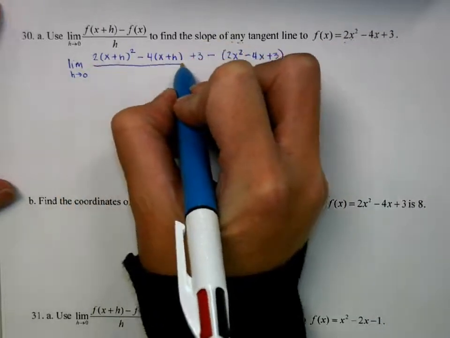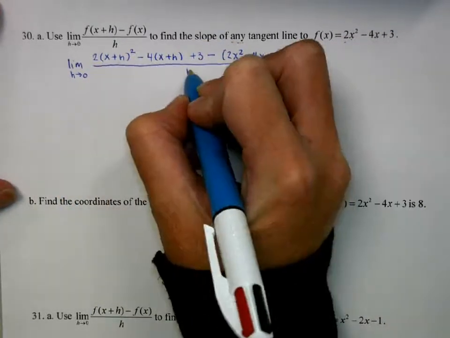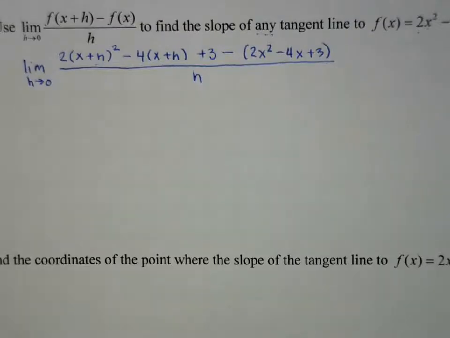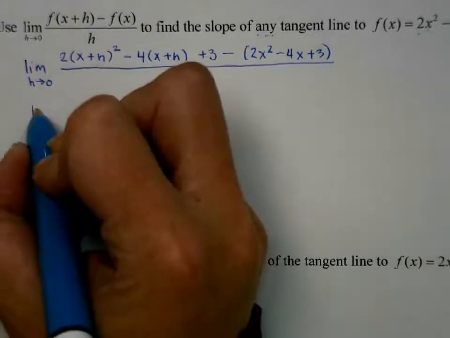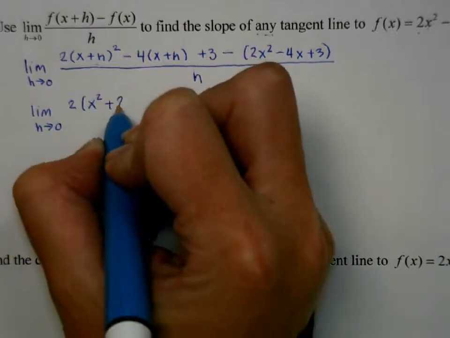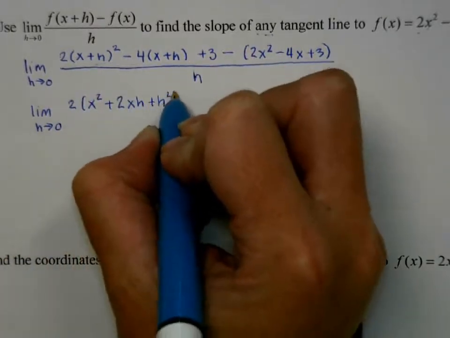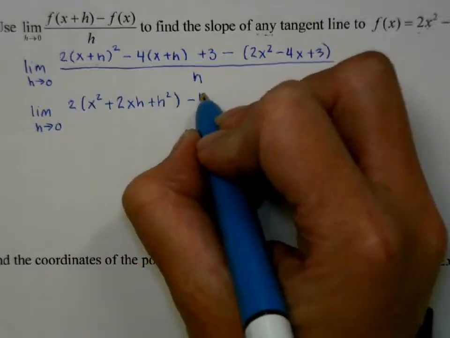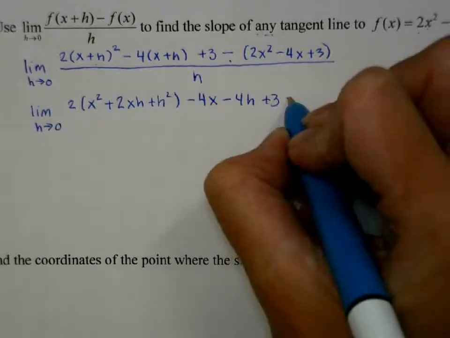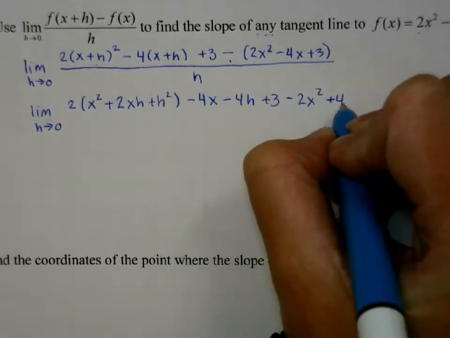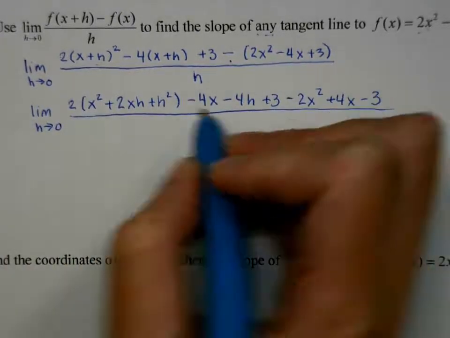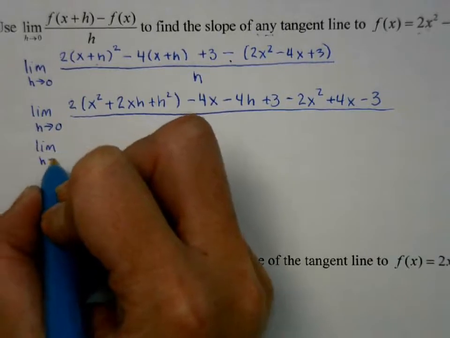Zoom in a little bit so you can see a little better. So I'm going to FOIL this. That'll be 2 times x squared plus 2xh plus h squared. Distribute through the minus 4x, so minus 4x minus 4h plus 3, and distribute that minus. Minus 2x squared plus 4x minus 3. And there are stuff that can reduce, but I'm going to wait till my next step to do that. So I'm going to distribute the 2. And then copy all the rest of this straight down.